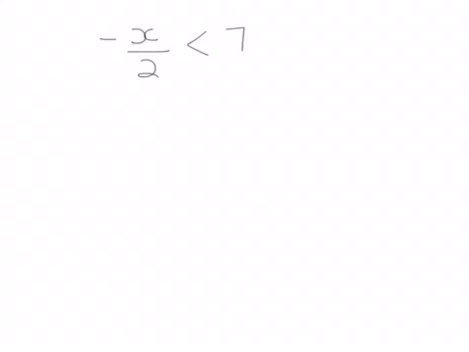With this example, I've got a 2 on the bottom, and I'm trying to get x by itself. So the opposite of dividing by 2 is timesing by 2. These twos cancel, and I'm left with minus x is less than 14.